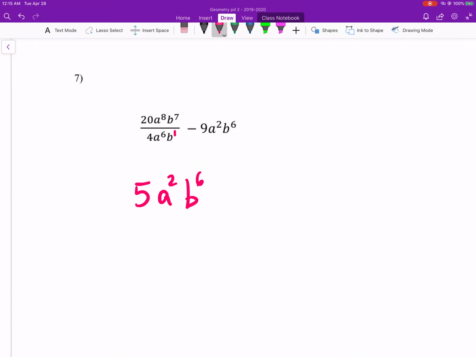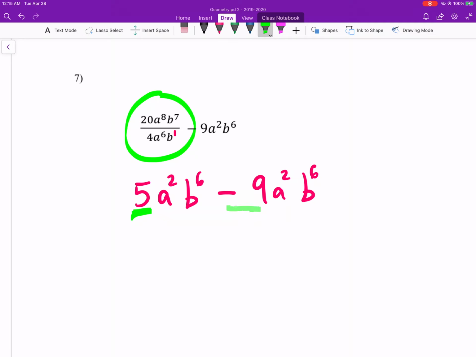All right, now that took care of this right here, but now we have to subtract the 9a squared b to the 6th. Now we're in subtraction, try not to get confused. And these are like terms. Look, a squared b to the 6th, a squared b to the 6th, like terms. So all your focus is on the numbers in front. So 5 minus 9. What is 5 minus 9? That's negative 4.